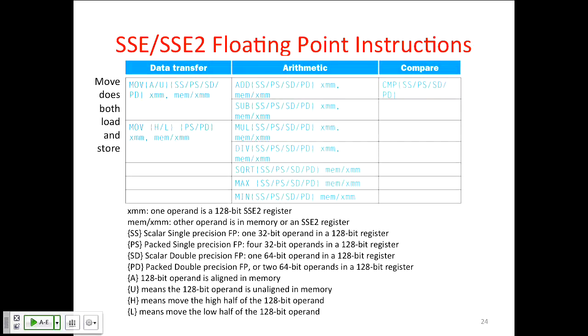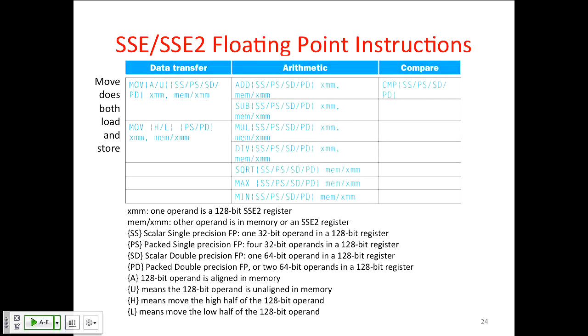Just to work through this, the basic arithmetic operations are add, subtract, multiply, divide, square root, max and min. Max and min just take two registers and the result is the biggest or smallest of the two. And notice that the curly braces contain the options. So you can do an add of SS, PS, SD, or PD.